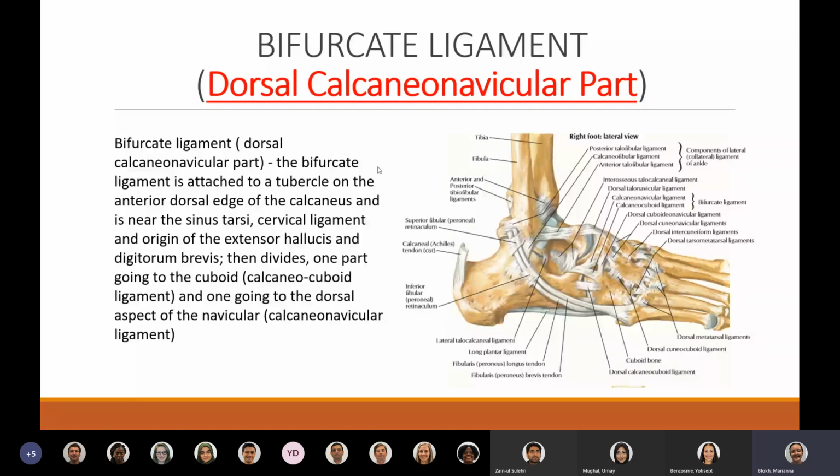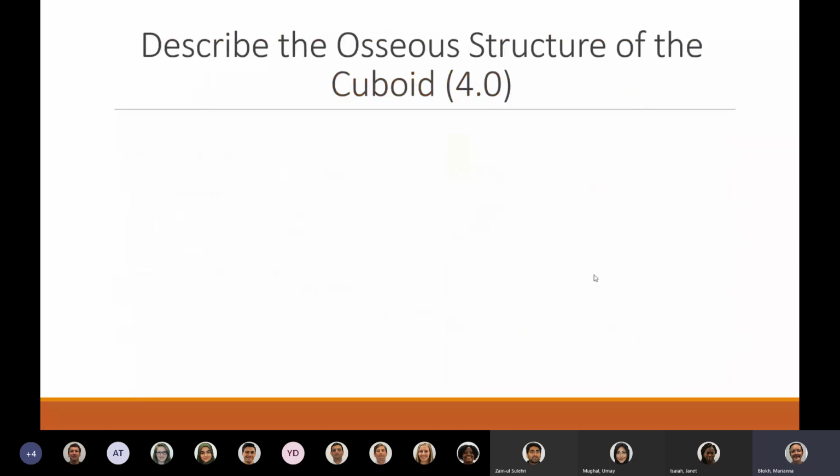The bifurcate ligament, they do ask about that. The bifurcate ligament comes in two parts: the calcaneonavicular ligament and the calcaneocuboid ligament. They will ask about the insertion of which part into which bone. That is something they do ask on the boards. So understand the bifurcate ligament very well.